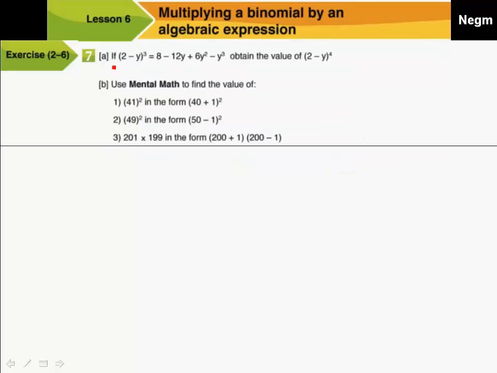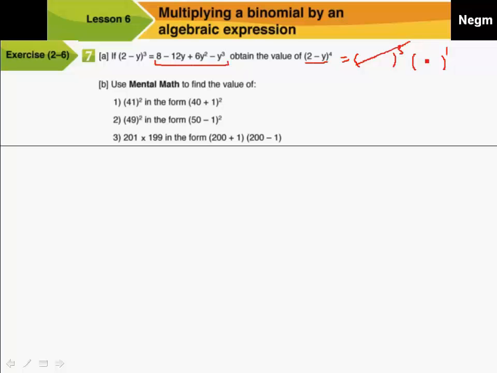Very easy. If 2 minus y to power 3 is equal to this, obtain the value of 2 minus y to power 4. Be careful. This is 2 minus y to power 4 and this is 2 minus y to power 3. Okay? This will be equal to 2 minus y to power 3 times 2 minus y to power 1, because in multiplication we have to add the powers. This value is given as this one.